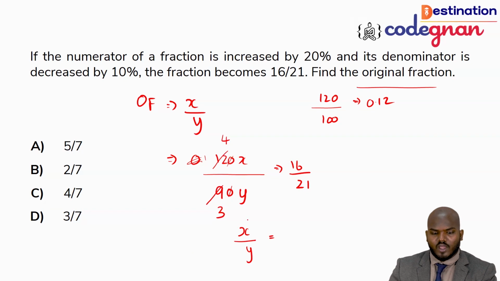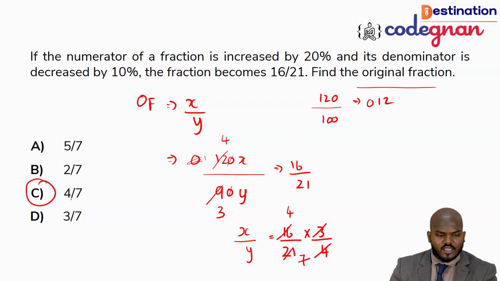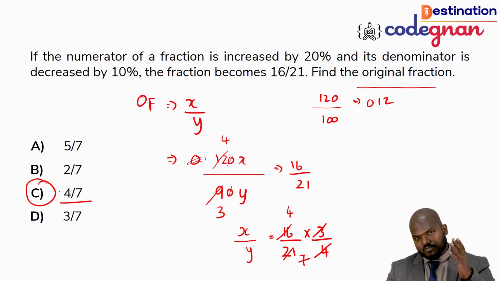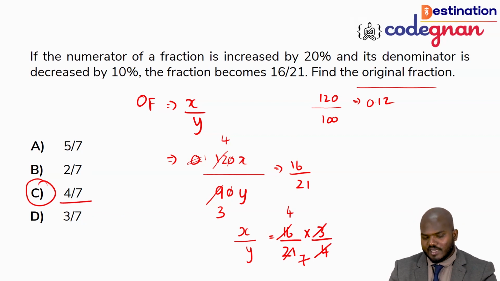Then they are asking for the original fraction, the x by y. Just taking the 4 by 3 to this side, it will come as 3 by 4. Then 4 times 4 is equal to 16 there, and 3 times 7 we get the value 4 by 7. So option C is the sure answer. I hope you understand this one.